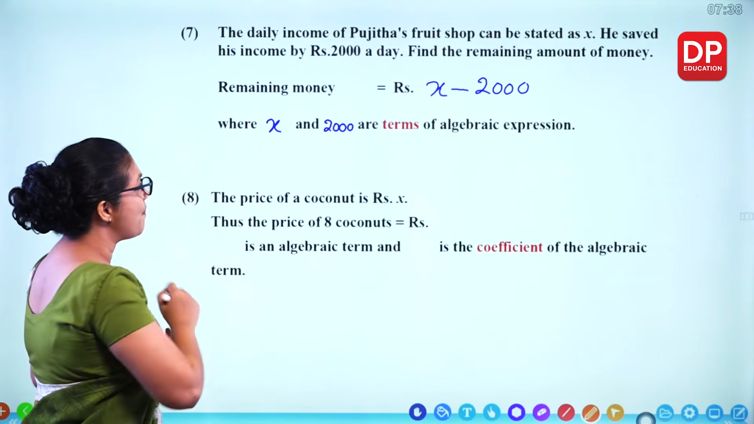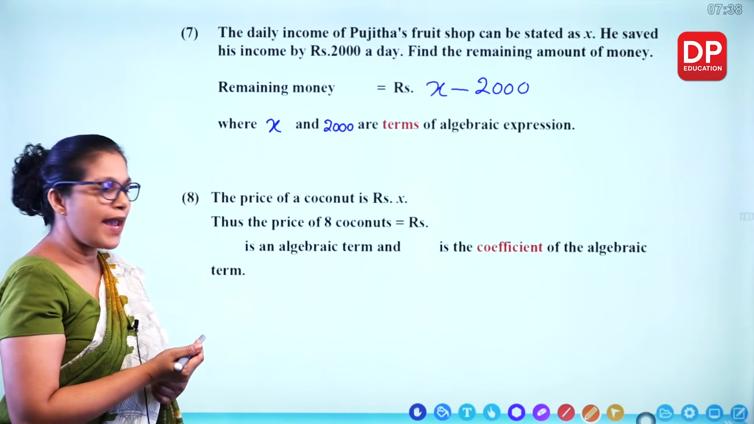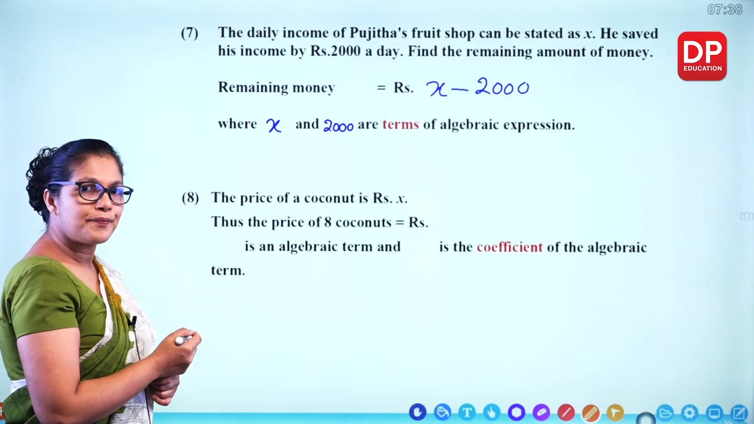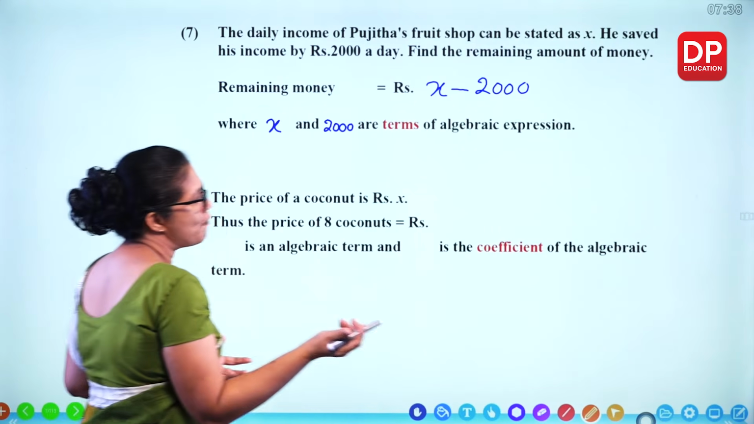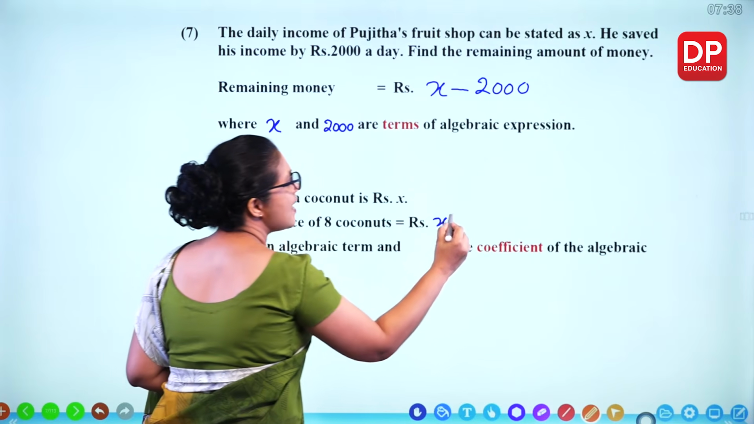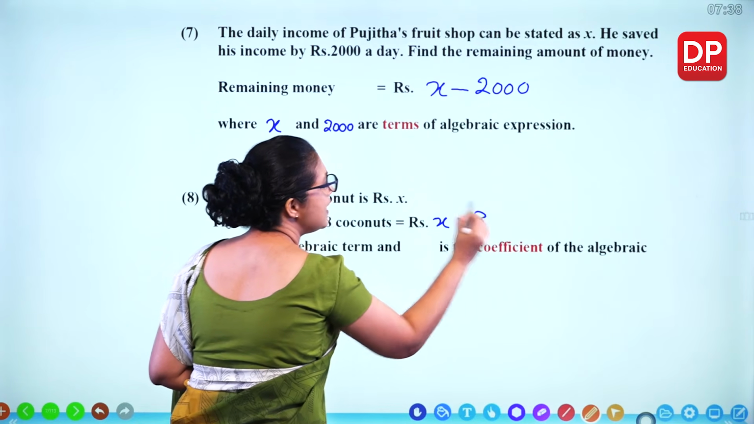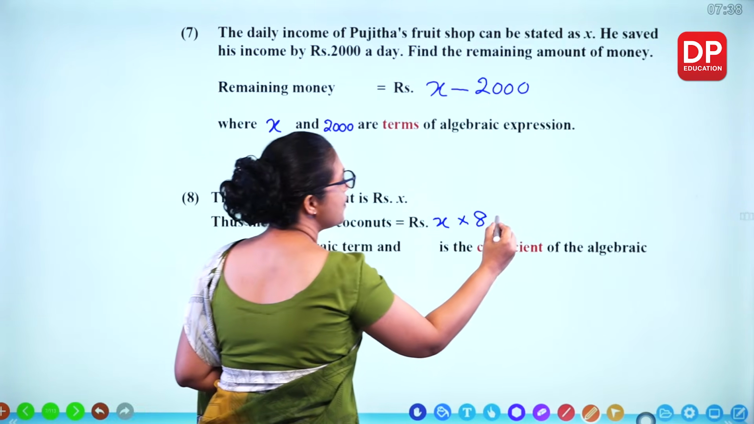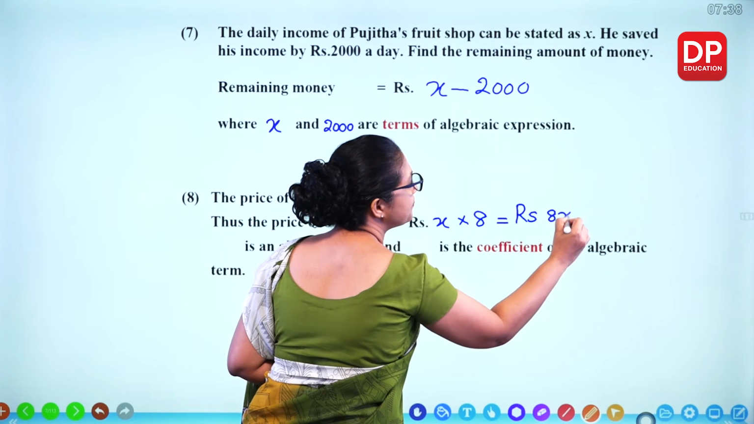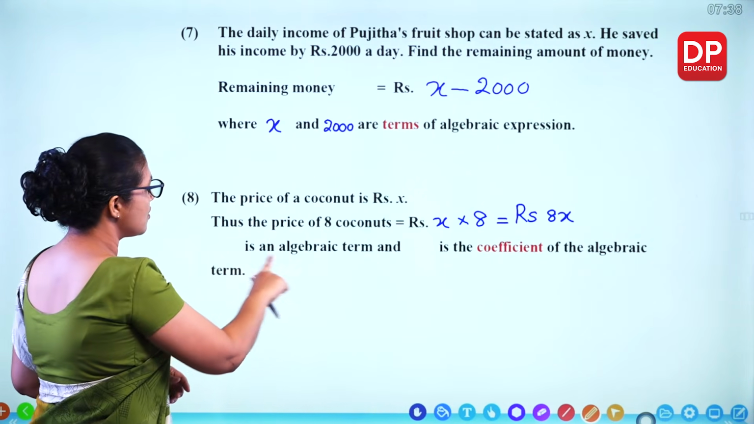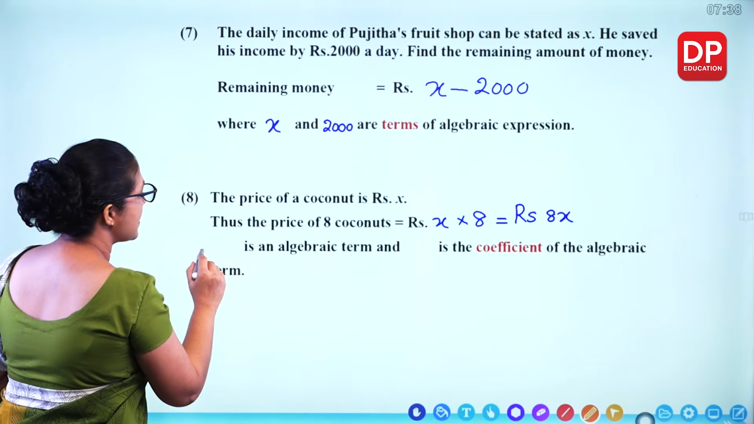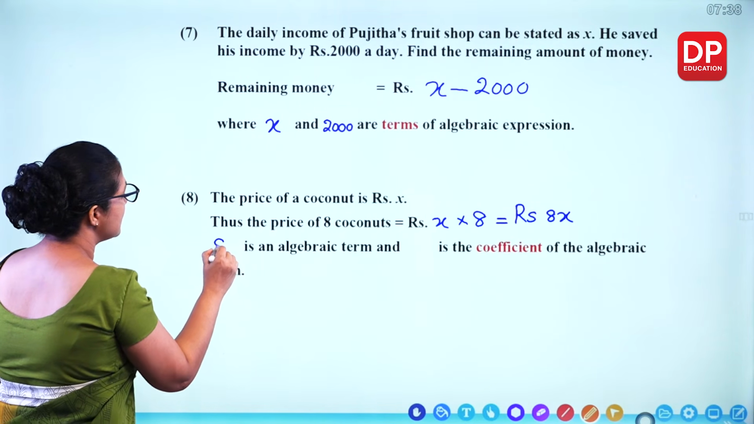Look at this one. The price of a coconut is x rupees. The price of 8 coconuts: what do you do? We have to multiply by 8. So 1 coconut is x, multiplied by 8. So what's the value? You get 8x rupees. So what are the terms? You can say 8x is an algebraic term.